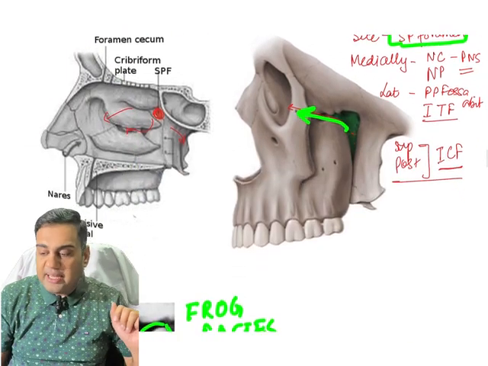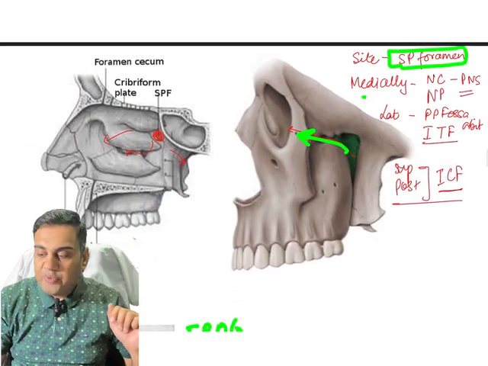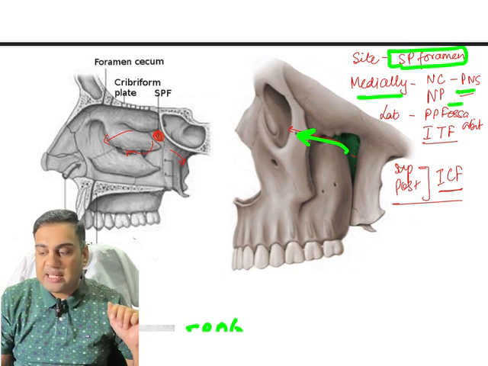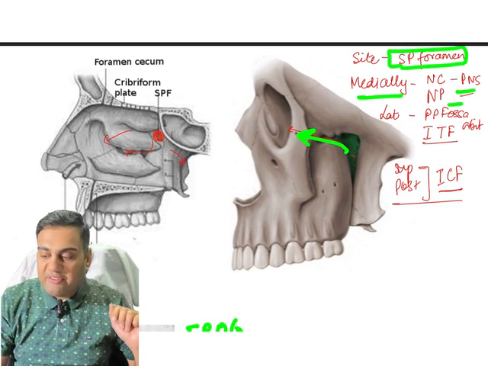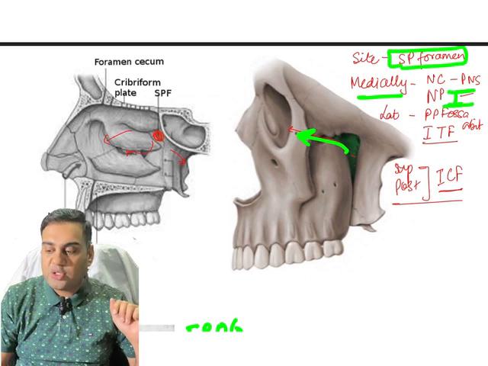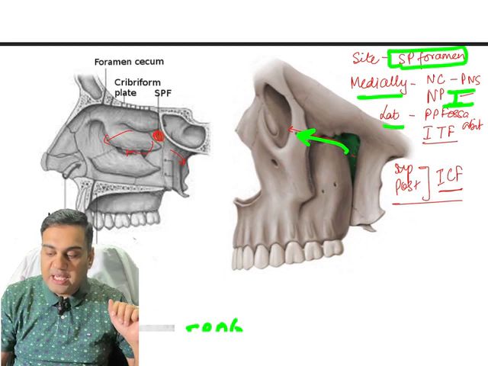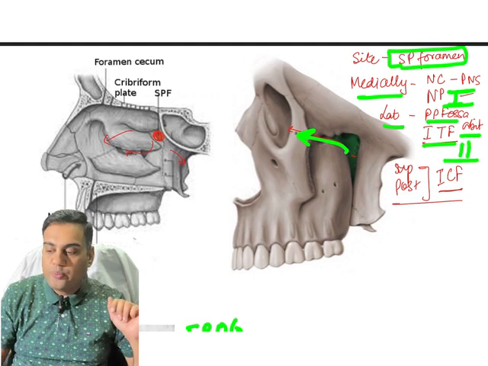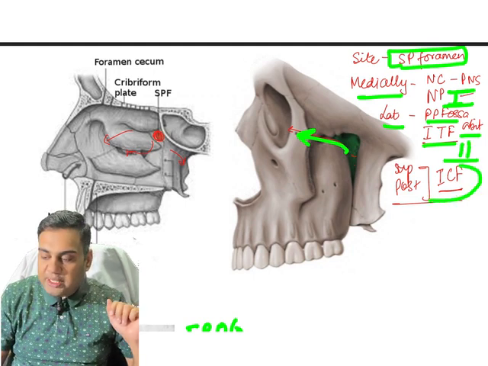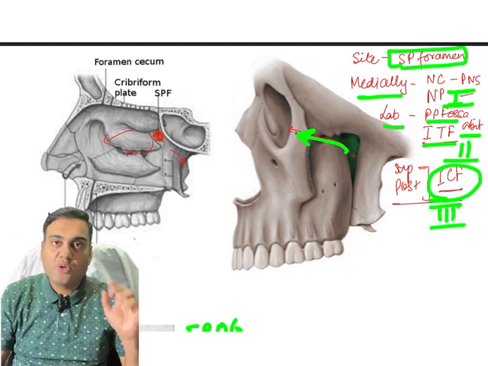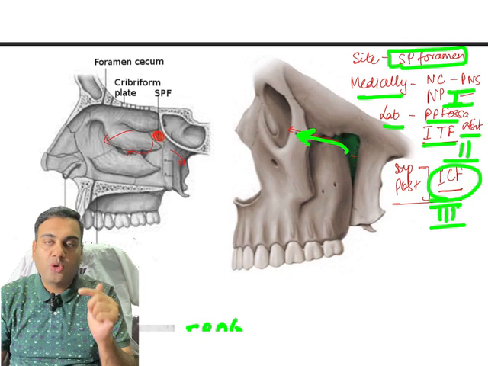How does it spread? If it spreads medially, it will spread into the nasal cavity, paranasal sinuses and nasopharynx, and we will label this as stage 1. If it spreads laterally, it will go into the pterygopalatine fossa, orbit, or the infratemporal fossa, and we will label this as stage 2. And if it spreads superiorly or posteriorly into the brain, we will label this as stage 3. So Radkowski staging, stage 1, 2, 3.